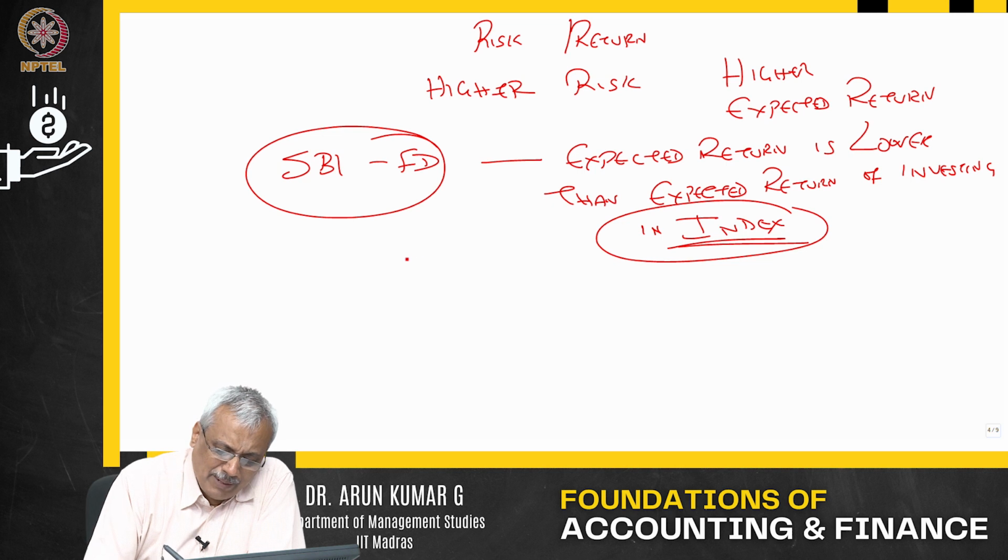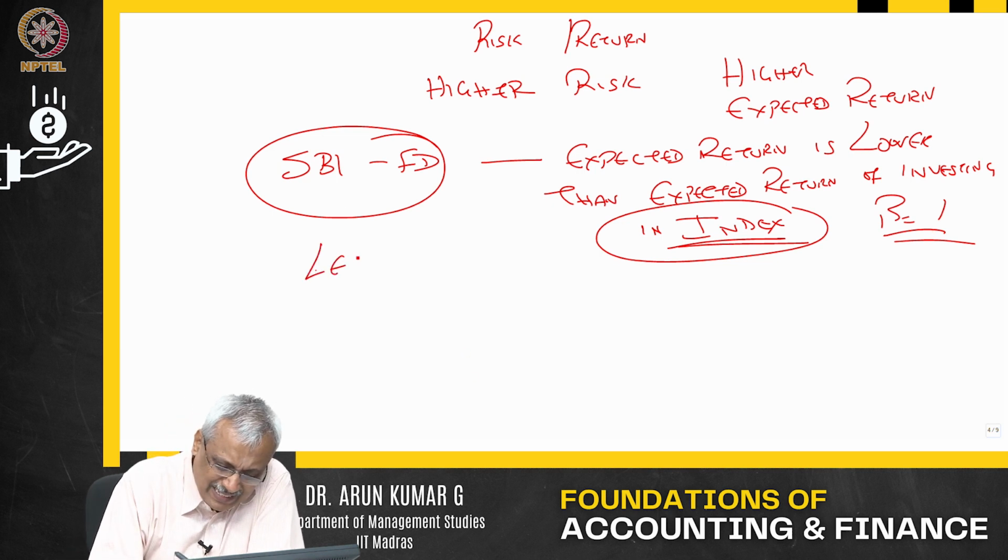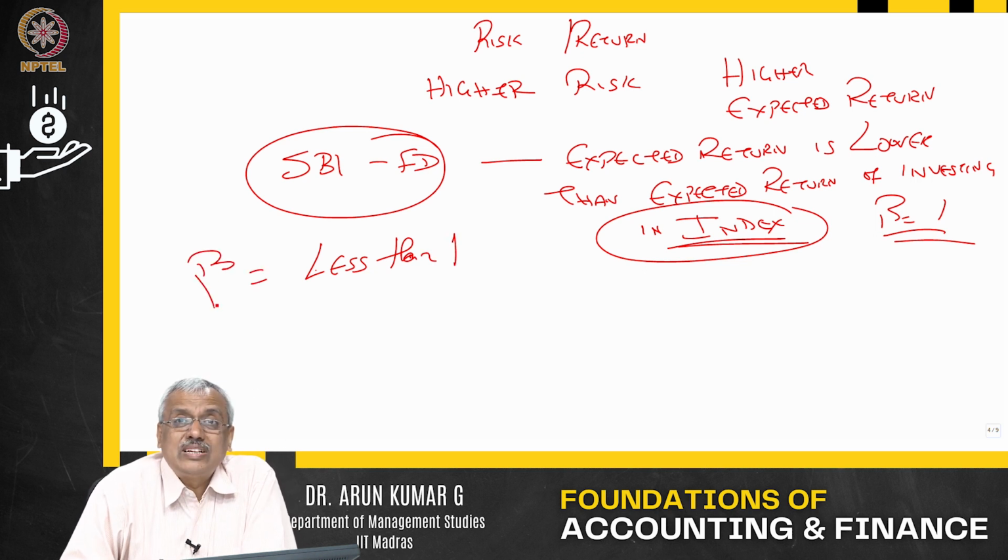Because the beta of the index is 1. Beta of the index is 1. Whereas what should be the beta of an FD? Less than 1. Beta of an SBI FD should be less than 1.